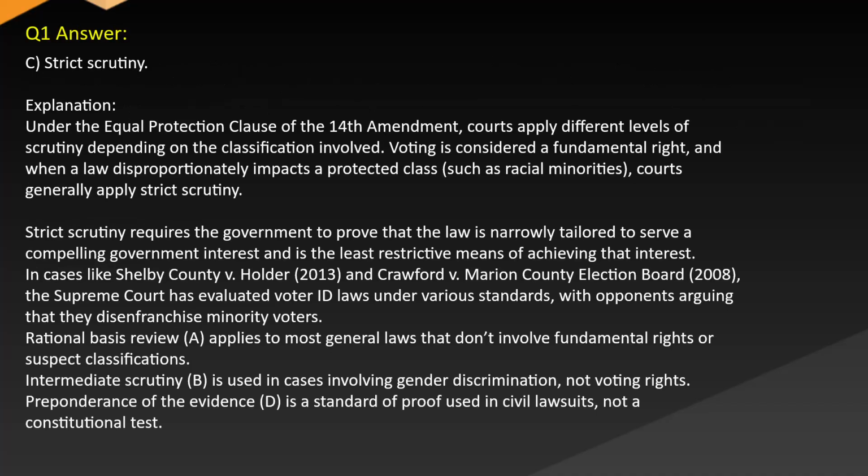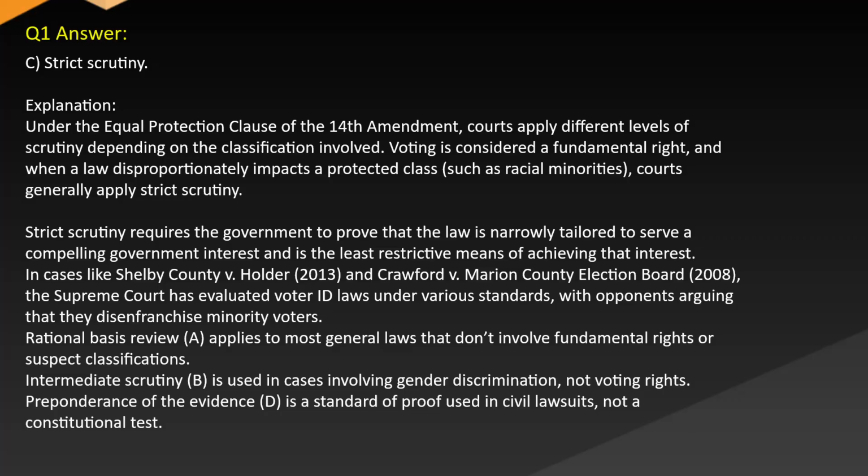Answer: C. Strict scrutiny. Explanation: under the Equal Protection Clause of the 14th Amendment, courts apply different levels of scrutiny depending on the classification involved. Voting is considered a fundamental right, and when a law disproportionately impacts a protected class, such as racial minorities, courts generally apply strict scrutiny. Strict scrutiny requires the government to prove that the law is narrowly tailored to serve a government interest and is the least restrictive means of achieving that interest.